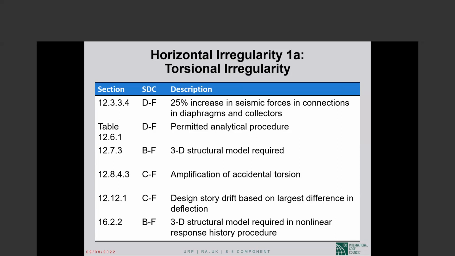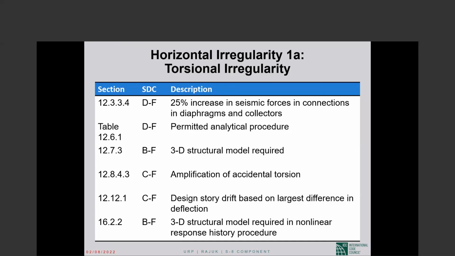Anyway, where I am not exactly sure of now, but you will get more details on this. 25% increase in seismic forces in connections in diaphragms and collectors. It requires more detail. I'll provide more detail. Maybe it is coming up. I think it is coming right up.